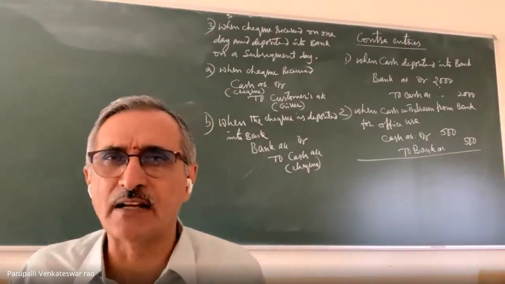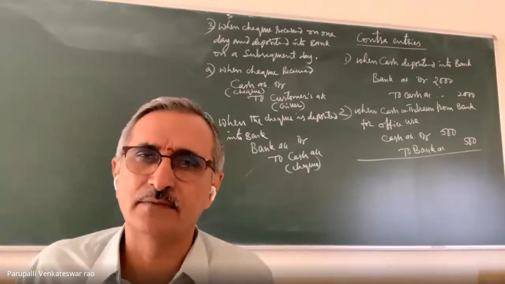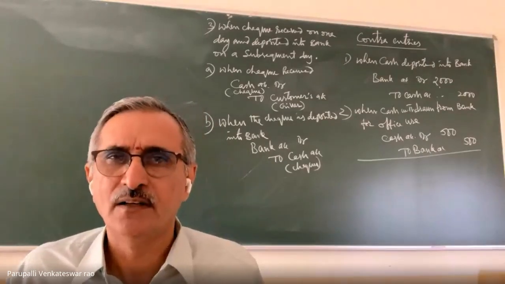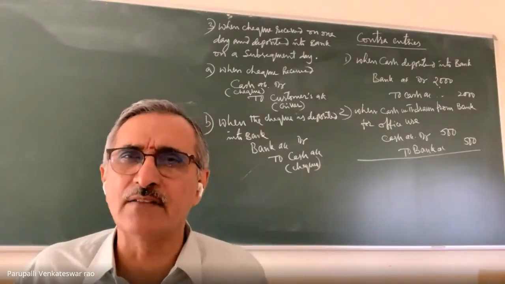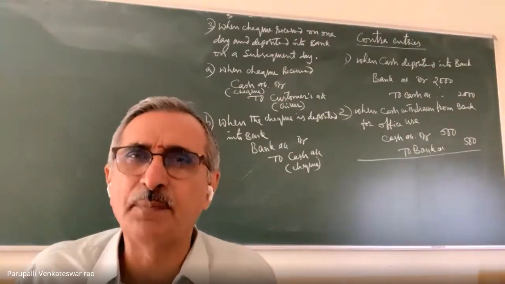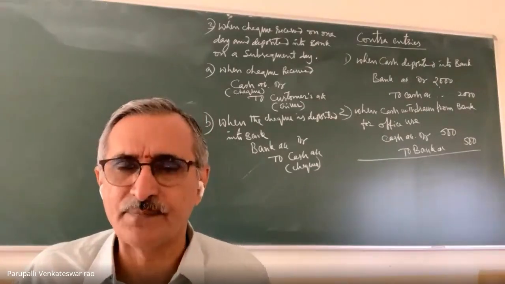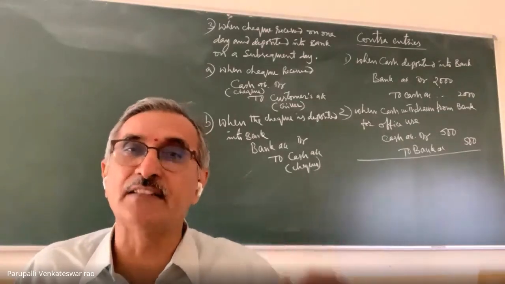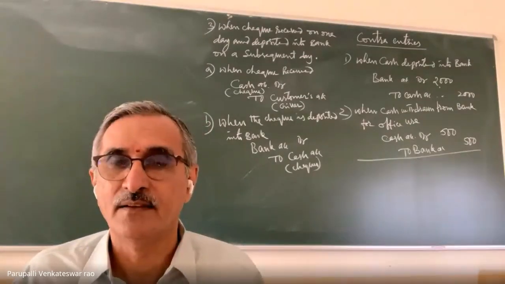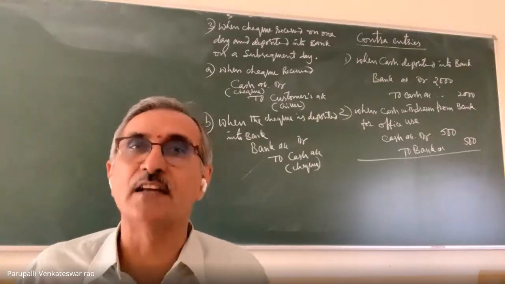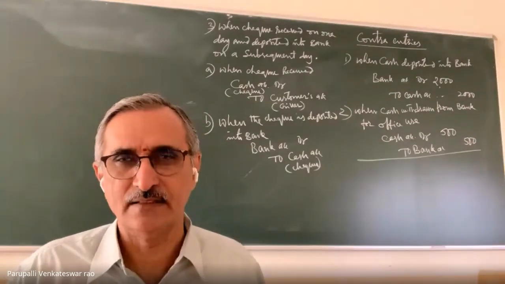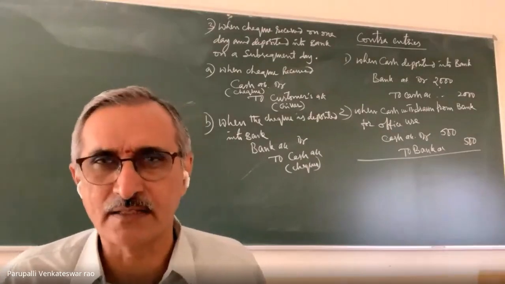Suppose you received a check on 10th January. Whatever the reasons, you were unable to deposit it in the bank on 10th January. It was deposited on 15th January. Then how do we enter these transactions?